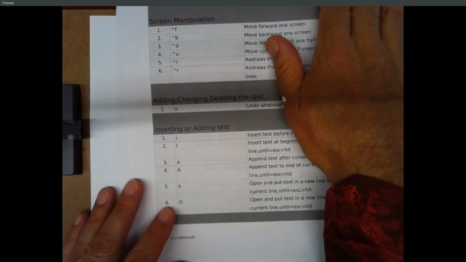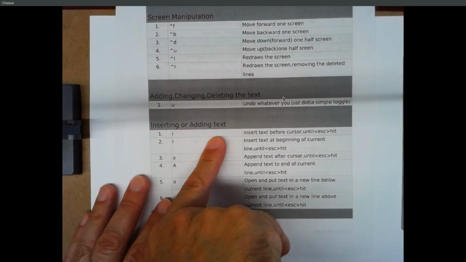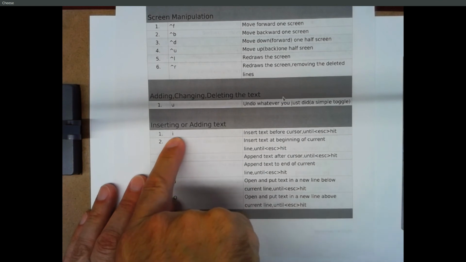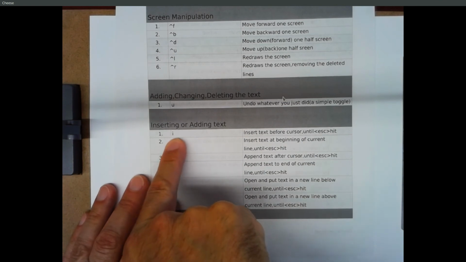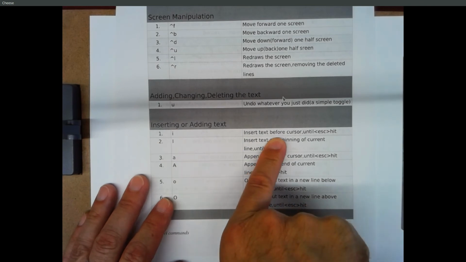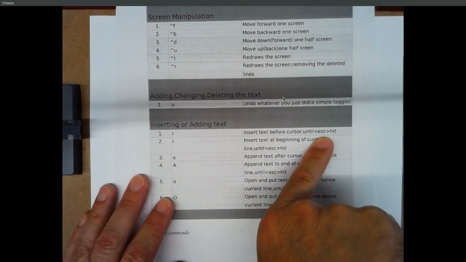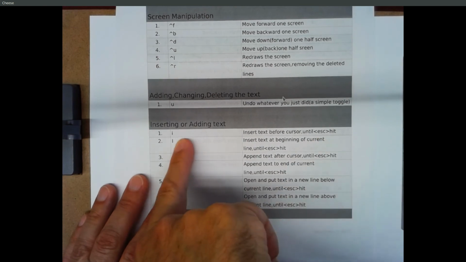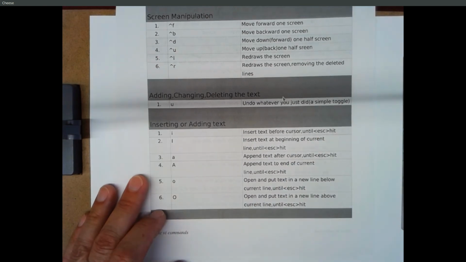So let's come down here on the second page. Inserting or adding text. If I want to insert text, I can type the letter I. And after I type the letter I, anything that I type becomes part of my file until I hit the escape key. Once I hit the escape key, I'm no longer inserting text.